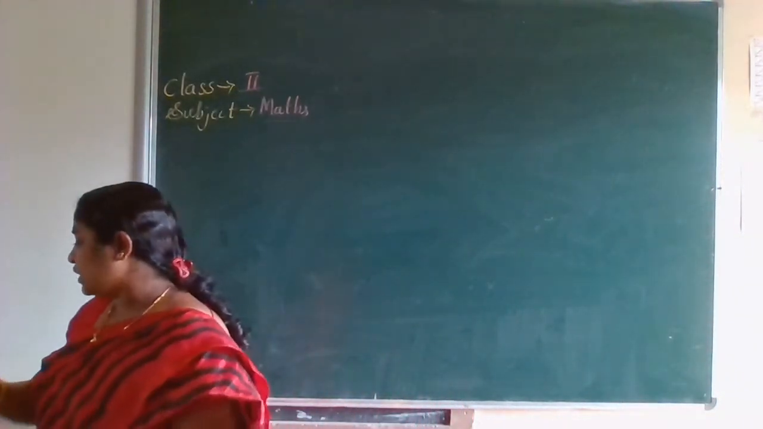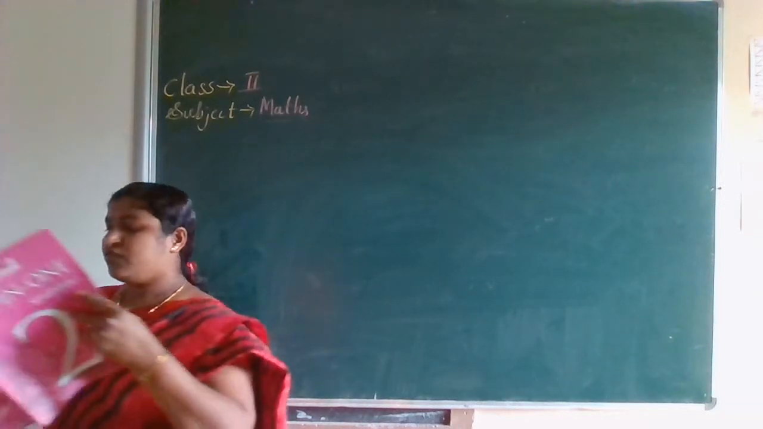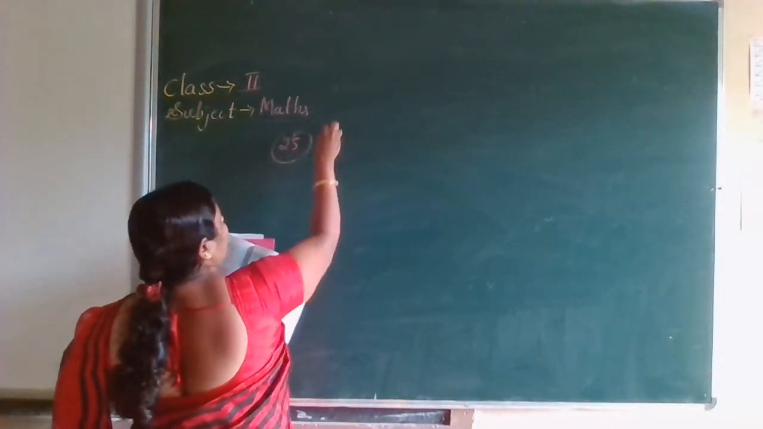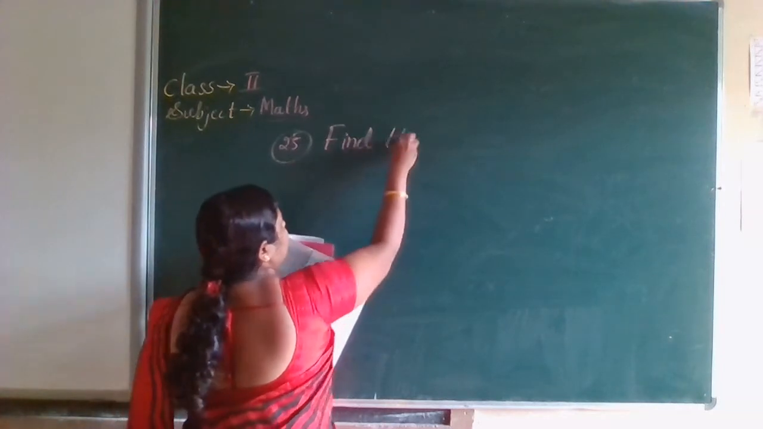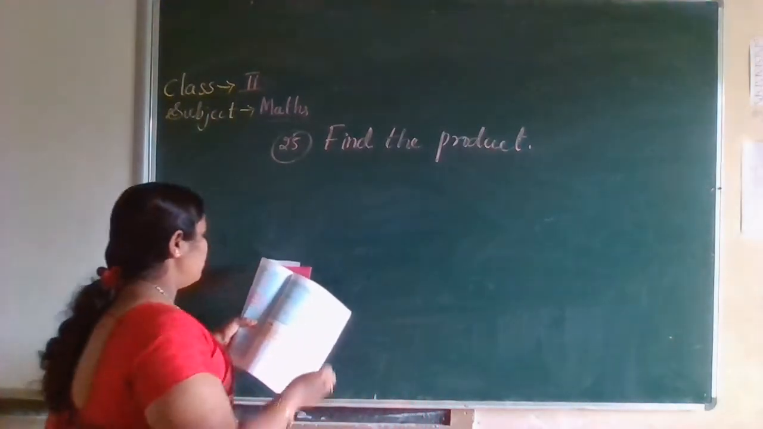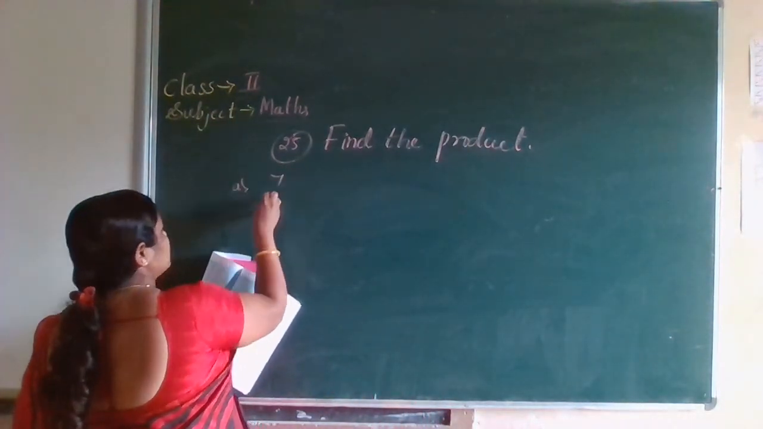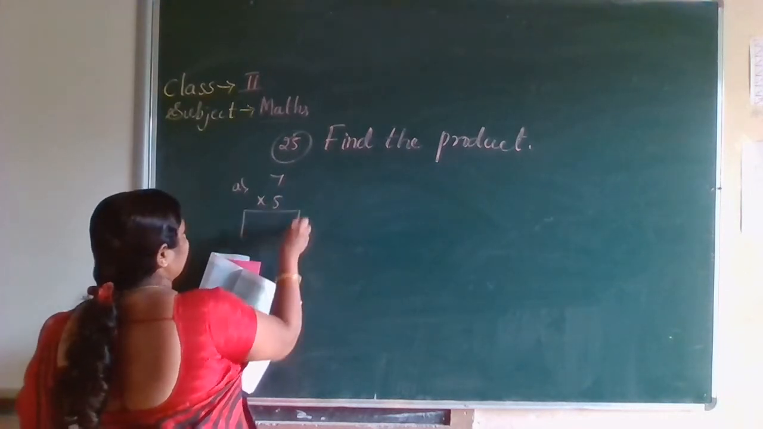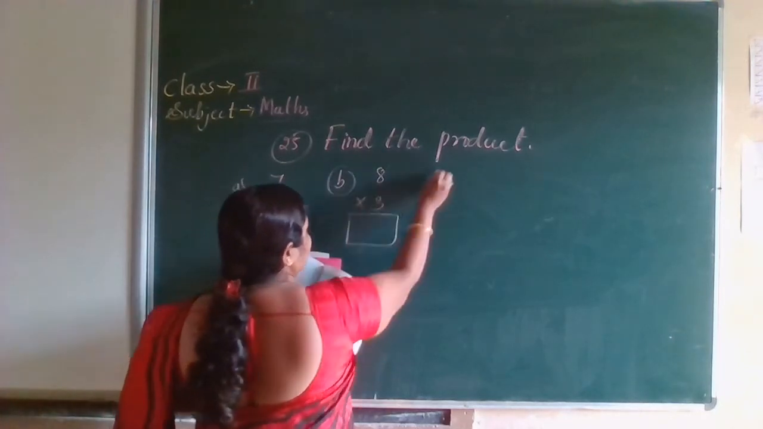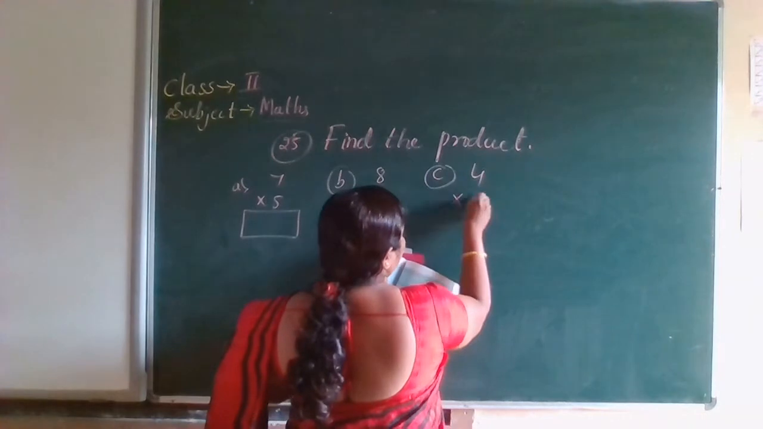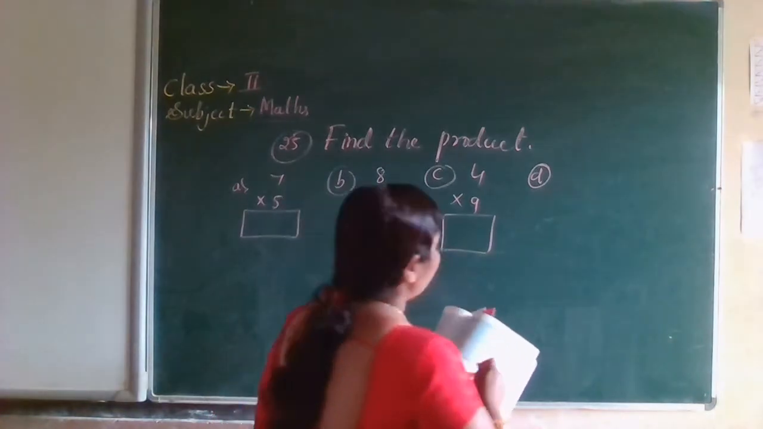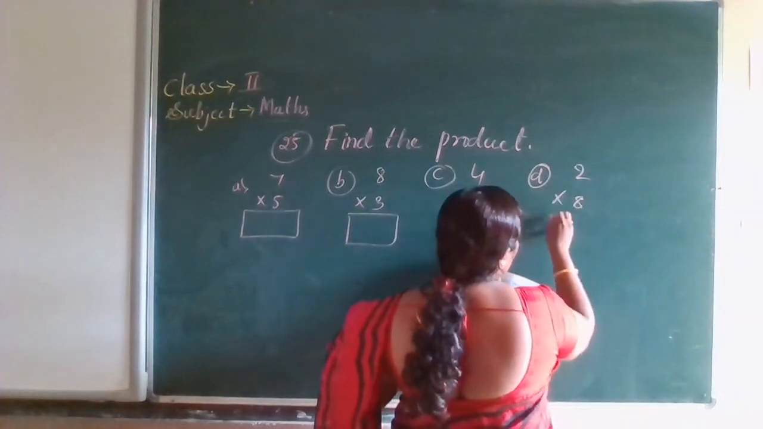See a textbook multiplication problem. 25th question. Find the product. First, A: 7 into 5. B: 8 into 3. C: 4 into 9. All the answers you should write in the textbook as well as in your notebook.